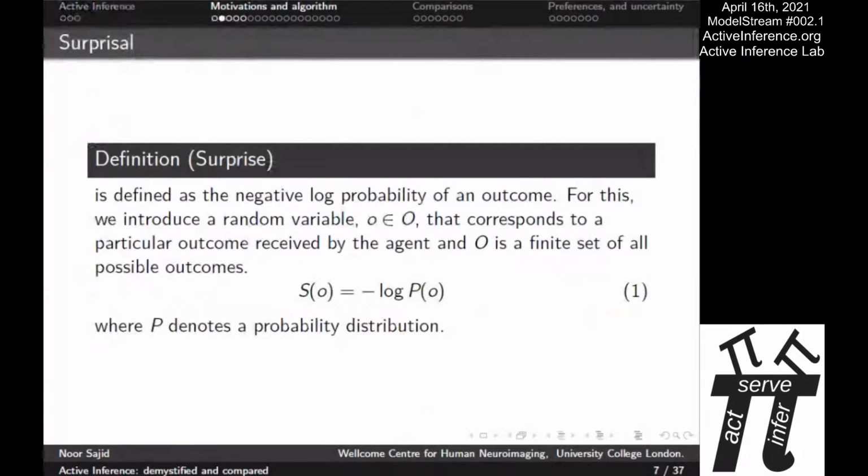Perfect. Okay, so I previously stated that within active inference, agents maintain their homeostasis by residing in attracting states that minimize surprise. So you must have been thinking, what is surprise? Well, here we define surprise as a negative log probability of outcomes. And for this, we introduce one random variable, O, that corresponds to a particular outcome that's received by an agent. And this exists within a finite set of all possible outcomes, and that's O here. So the first equation just formally states that, and here P denotes the probability distribution over outcomes.